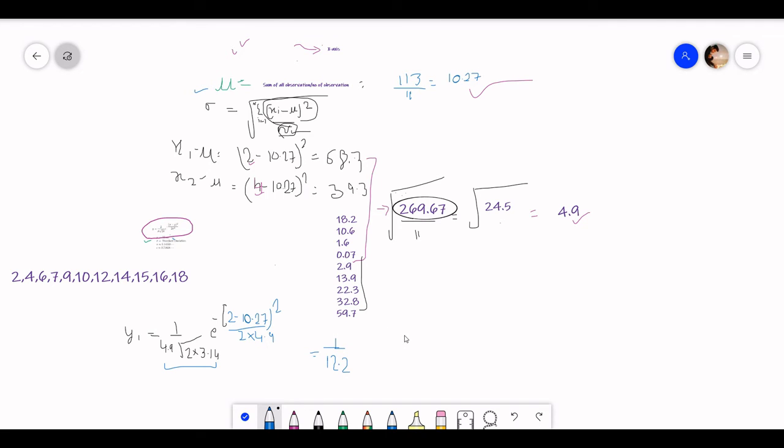So the exponential of all these values will be minus 1.4, nearly 1.4. After solving this value, we get 0.019, which will be equal to 0.019. This is our y1.